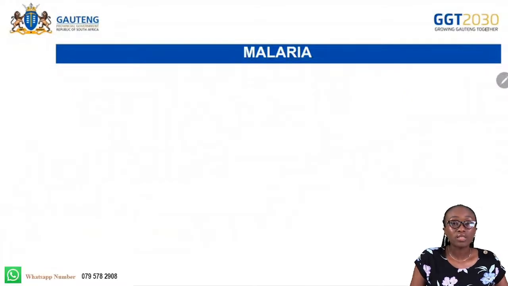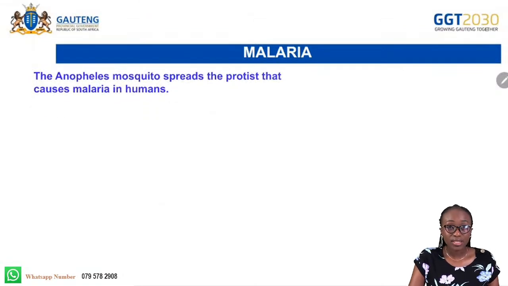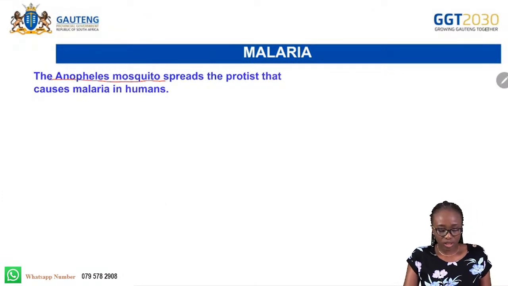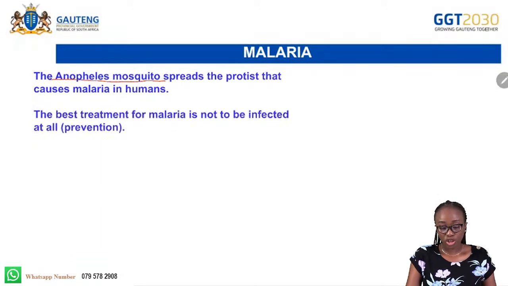Now, let's talk about malaria. We talked about it briefly when we were talking about how diseases are spread through vectors. So malaria, the disease-causing pathogen, the protozoa, is spread using a vector. That vector is called the Anopheles mosquito. The Anopheles mosquito spreads the protist that causes malaria in humans, and the best treatment for malaria is not to be infected at all.